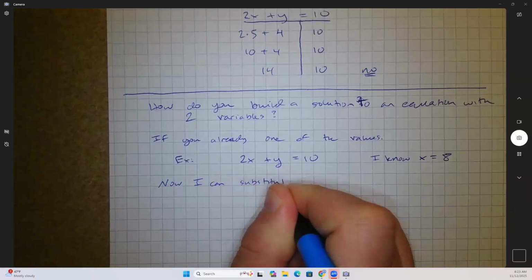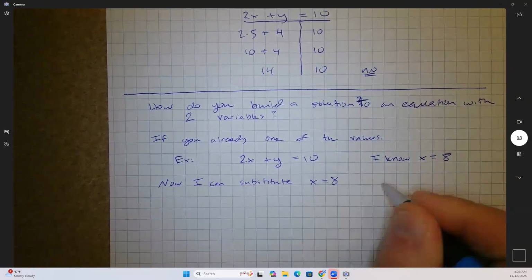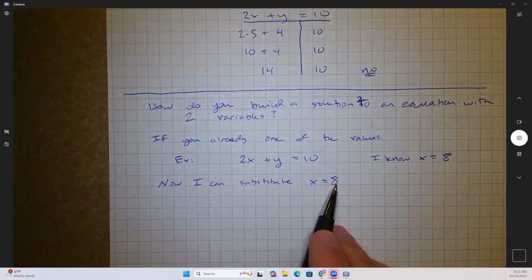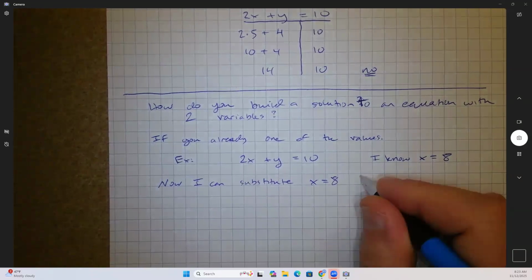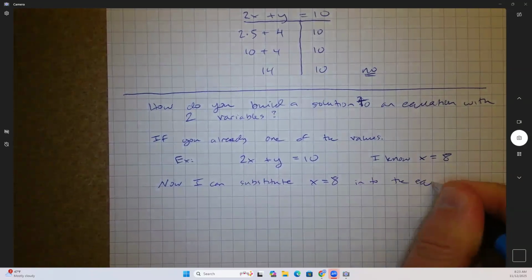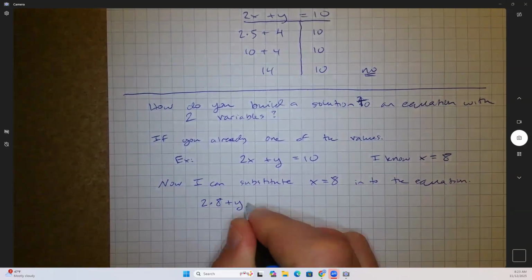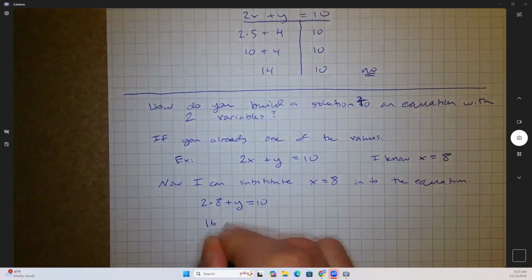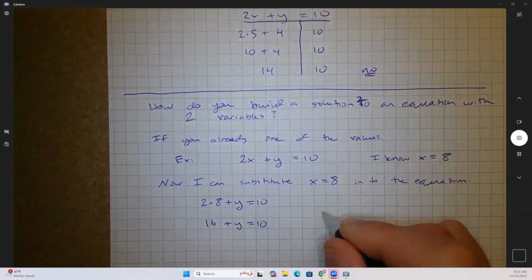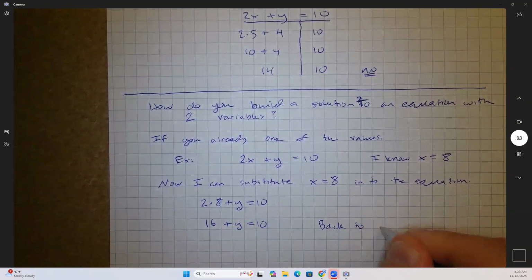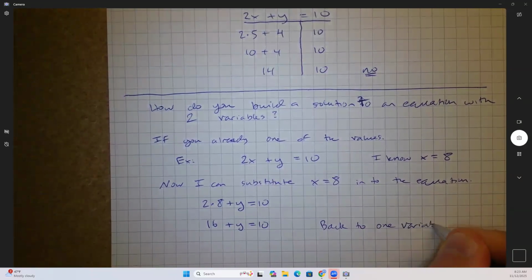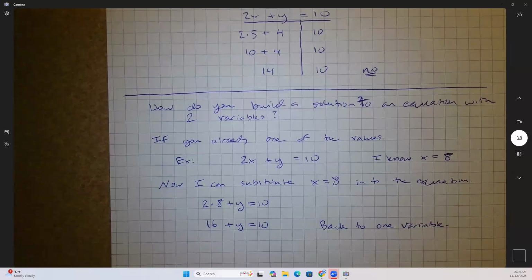Well, if I know that x equals 8, now I can substitute x equals 8. And by substitute, I mean plug the value of 8 in for x. And let's see what we get. I have 2 times 8 plus y equals 10, which is 16 plus y equals 10. And now I'm back to one variable. I've taken something new, which is an equation in two variables, and by knowing a little information, I can get back to one variable.